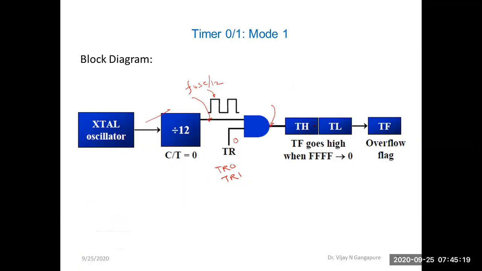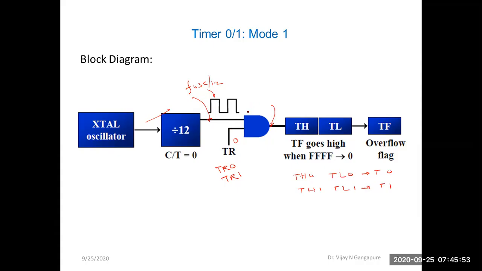Now what is this? These are timer registers, either TH0, TL0 or TH1, TL1. This is in case of timer 0 and this is in case of timer 1. So this block diagram applies to both timer 0 and timer 1. Now this Fosc divided by 12 frequency clock pulses will be used by timer 0 or timer 1.